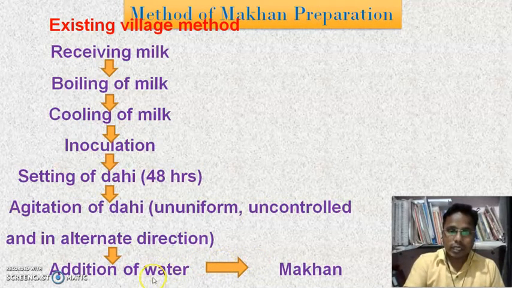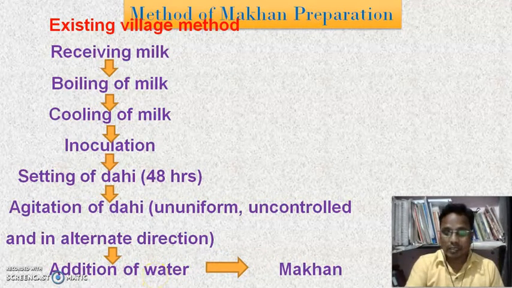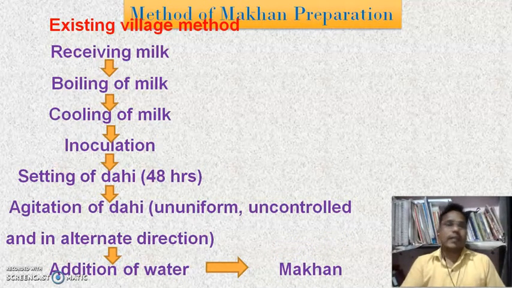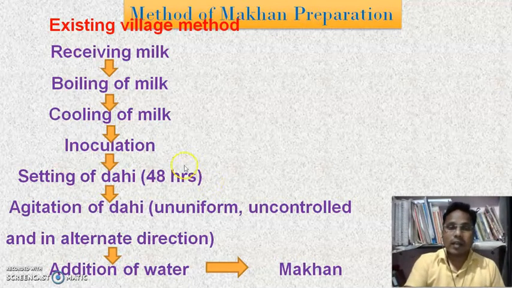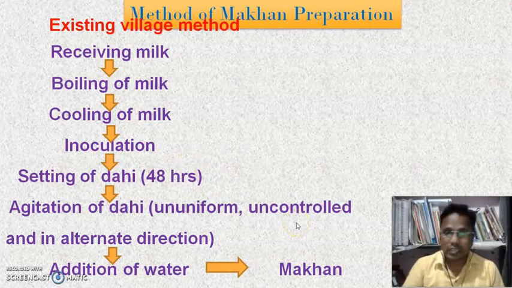So if all the impurity is not removed from this Makhan, it remains as it is in the final product, means in the Makhan. And when the impurities remain in this Makhan, such a type of Makhan generally has a very low keeping quality. So in this way, by the existing village method, the Makhan is prepared. We have seen in our previous lecture.